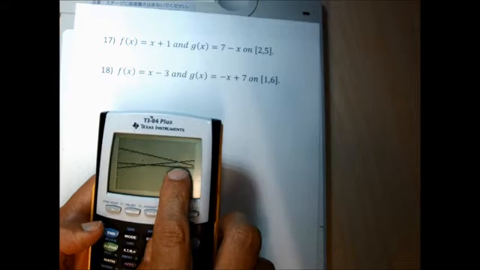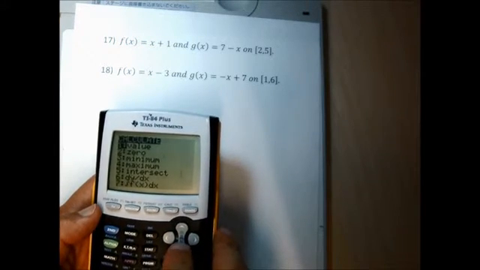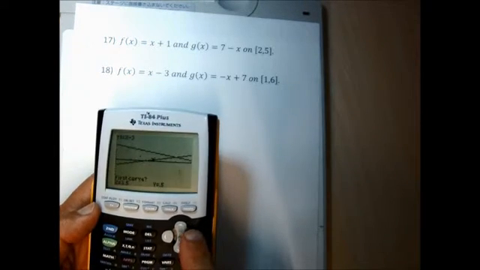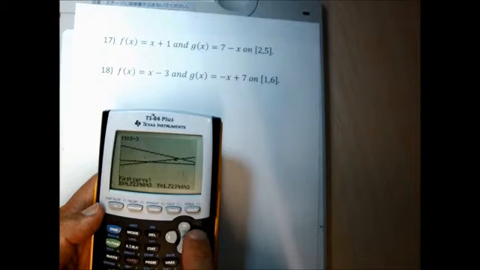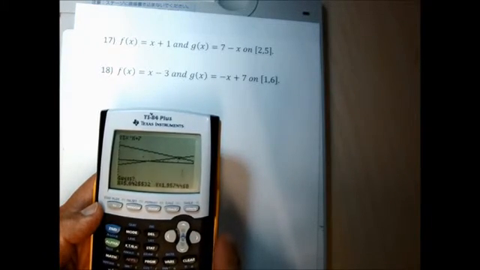So to find the x-coordinate of this point, I'm going to go second calc, intersect, trace as close as I can to where those two graphs intersect, and hit enter 3 times. It's being lazy, but it works. As long as it's not a decimal, I don't have to do algebra. If it's a decimal, I have to do algebra.